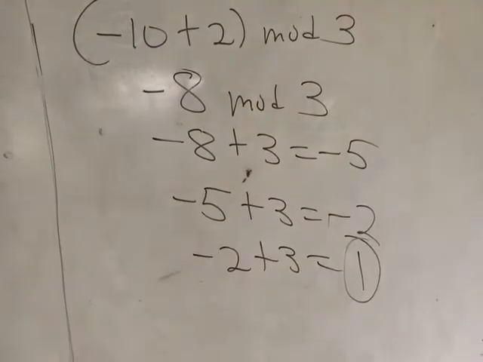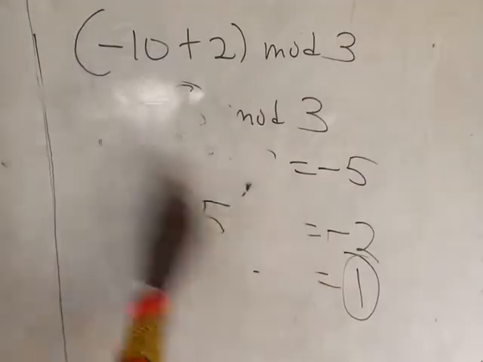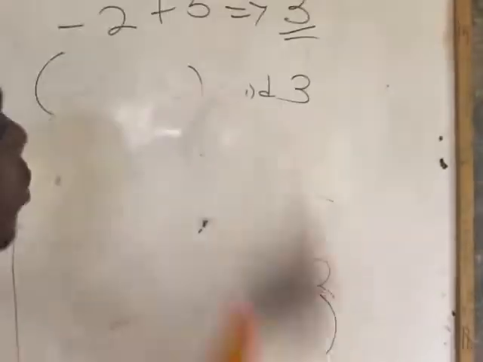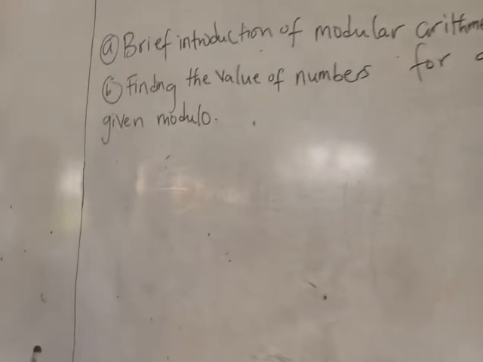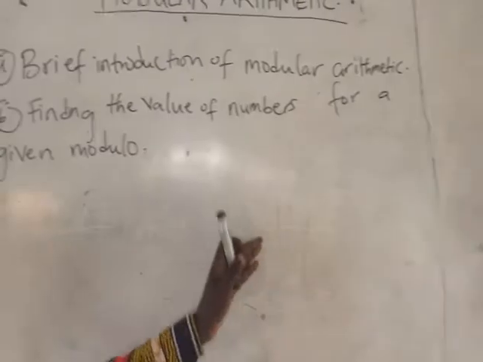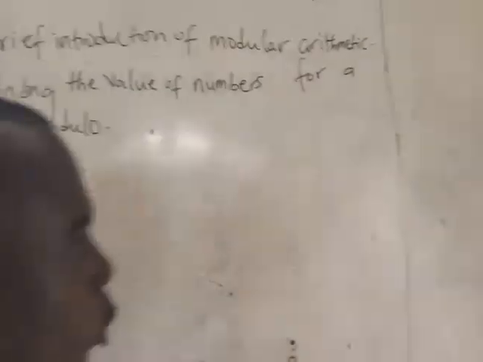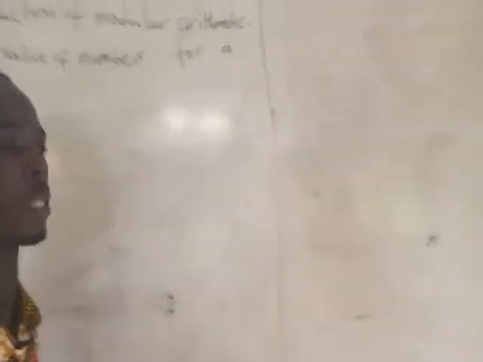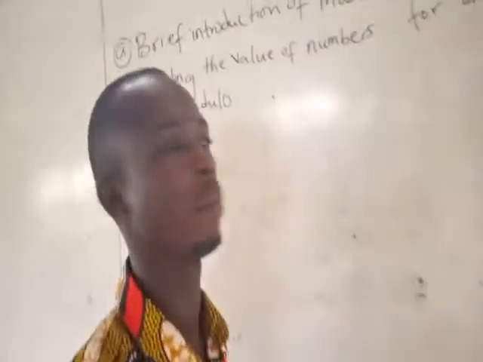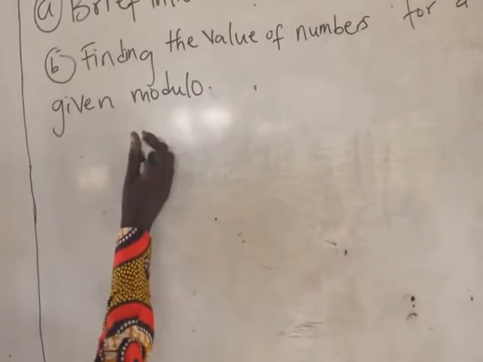So let's take some questions under finding the value of numbers for a given modulo. I wanted you to know some principles in modulo: if the value given in the question is less than the modulo, you maintain your answer as the same number. And also, if you are given a negative number, you keep on adding the modulo till you get a positive answer.